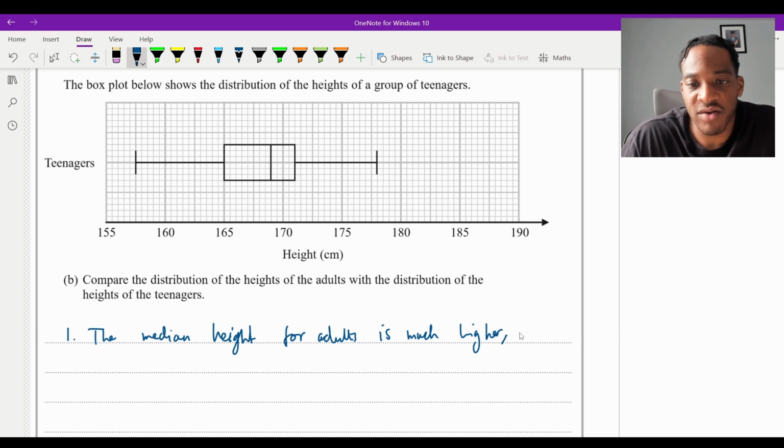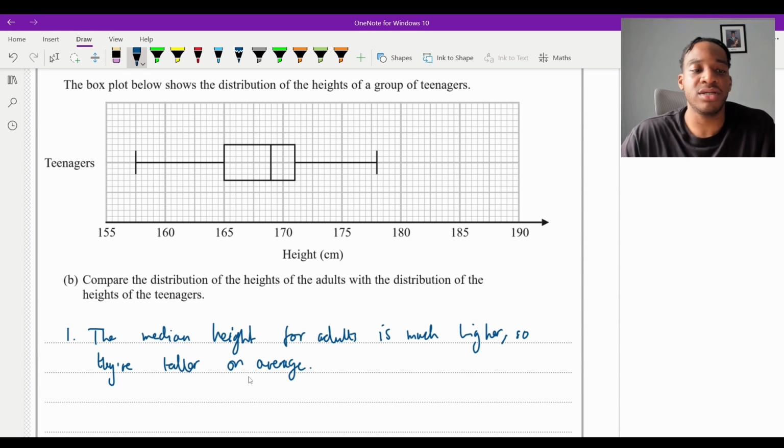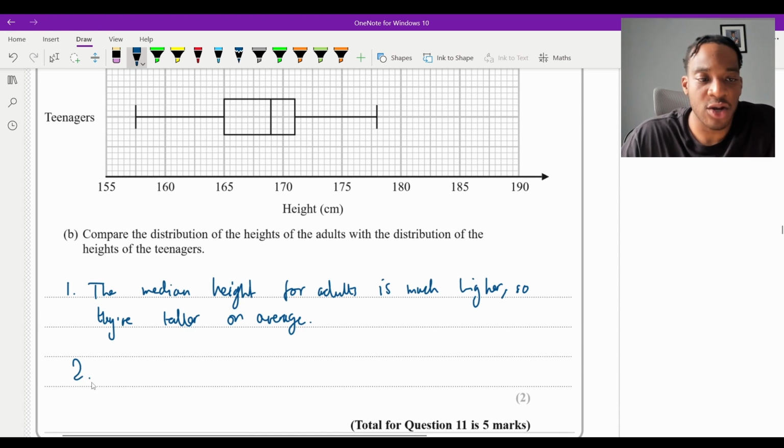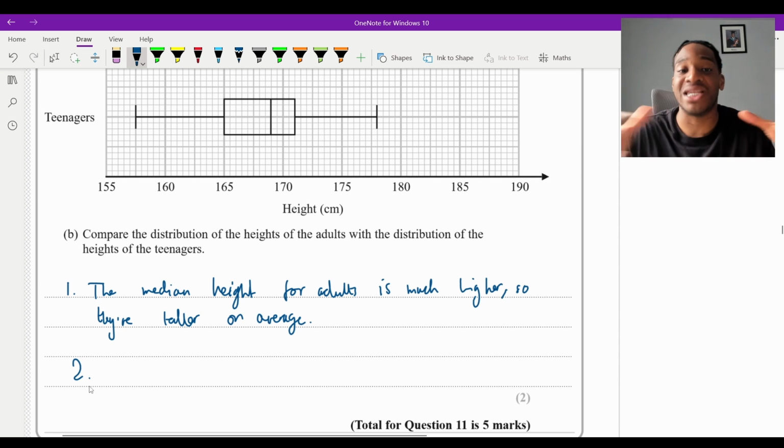So they're taller on average. So they are taller on average, right? You could just make a comment like that on average. So that's 1 mark, making a comment about the medians. You get the second mark for making a comment about the spread, right? Or about the range or the interquartile range.